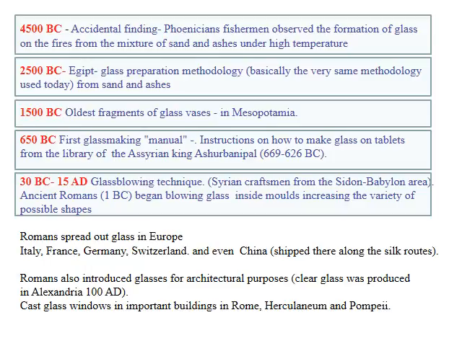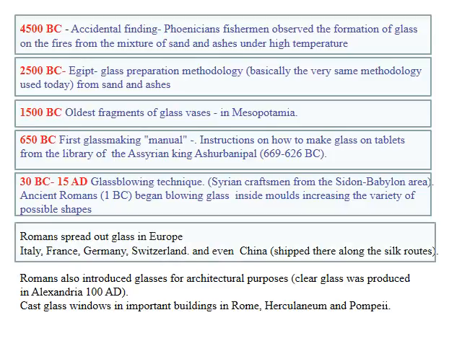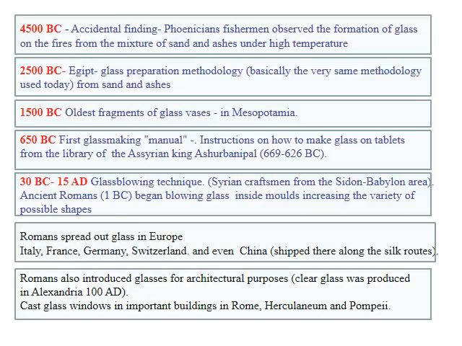Ancient Romans, 1 BC, began blowing glasses inside molds, increasing the variety of possible shapes. After that, Romans spread out glass in Europe, Italy, France, Germany, Switzerland, and even China, shipped there along the Silk Roads. Romans also introduced glass for architectural purposes. Clear glass was produced in Alexandria, 100 AD. Cast glass windows in important buildings are found in Rome, Herculaneum, and Pompeii.